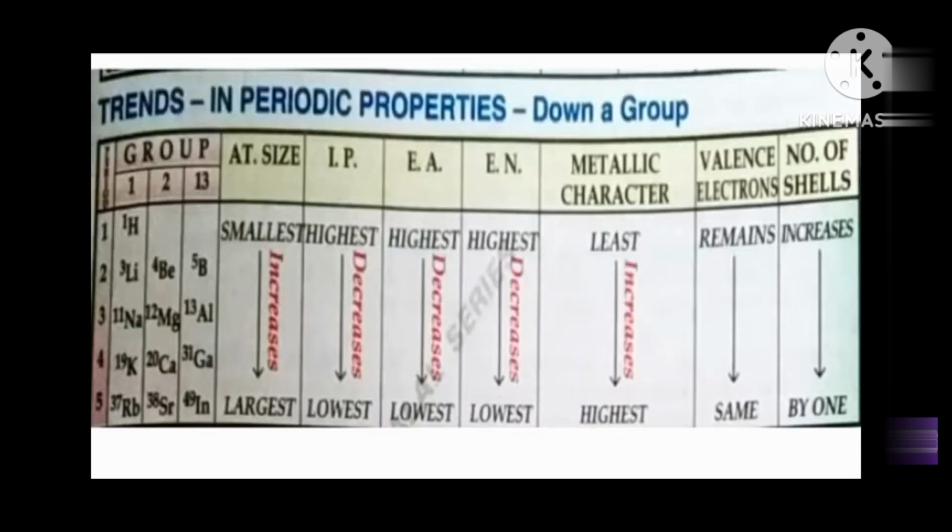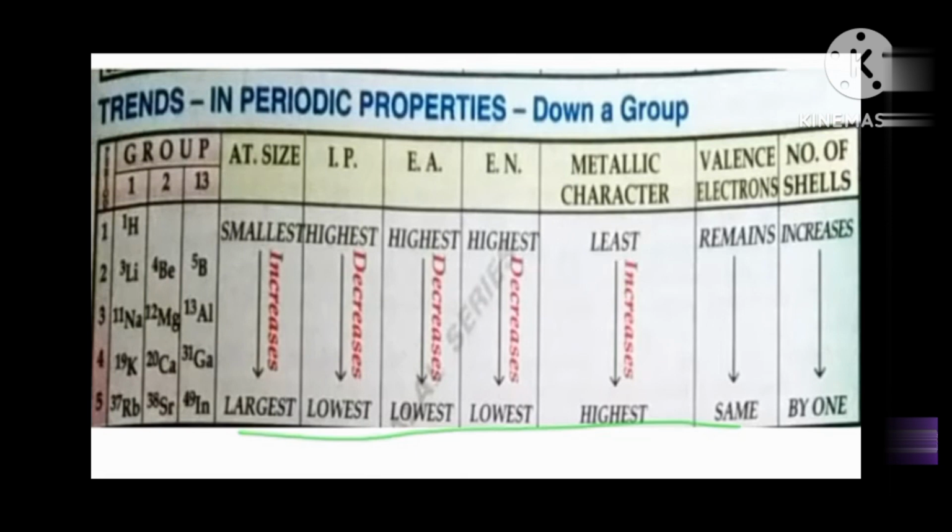Now trends in periodic properties down a group. Down a group, atomic size increases, ionization potential decreases, electron affinity decreases, electronegativity decreases, metallic character increases, valence electrons remain the same, and the number of shells increases by 1. Of course, down a group, the number of shells is increasing.